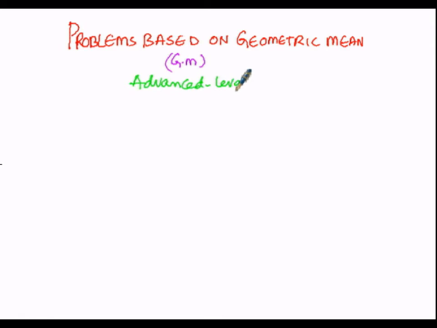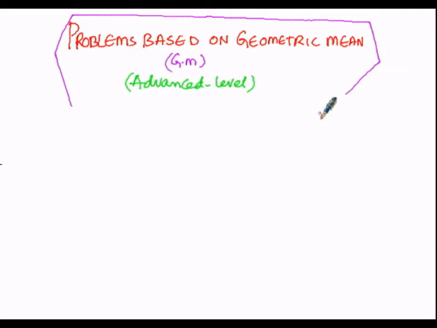Now the first problem, which is based upon this geometric mean. When A, B, C are three terms in geometric progression, then the geometric mean is given by B equals the square root of the product of the first and last terms, that is A and C. B equals root of AC.